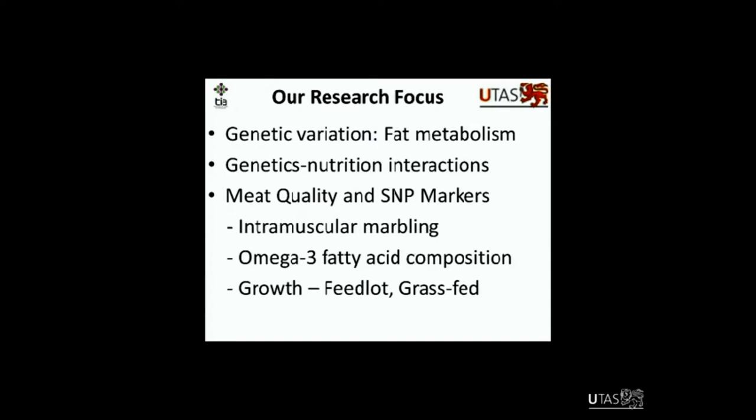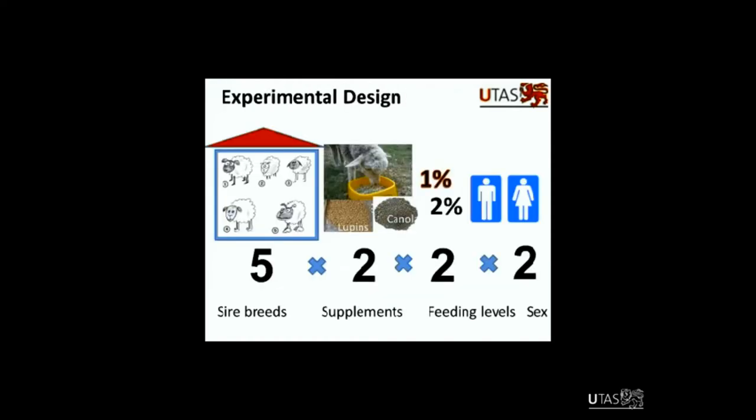So to put it in perspective, what we do in our group is mostly looking at fat metabolism and the genetic variation therein, looking at the interactions, and also meat quality, intramuscular marbling. We also look at situations in the feedlot and also in grass-fed situations where cattle or sheep are grazing. So for this talk, I'll go through the experimental design that we used.